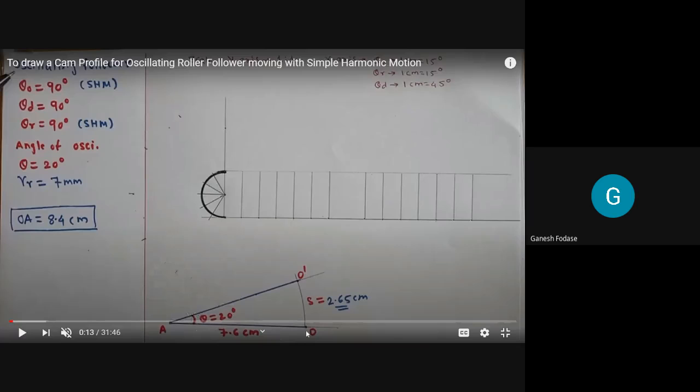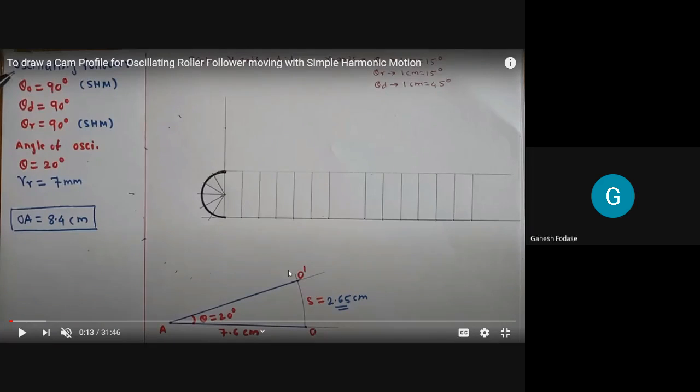Basically, we first draw the OA length, which is given as 8.4 centimeter. It is marked here as 7.6, but actually whatever is given, that we have tried. Why 8.4? It is nothing but the follower arm length, and the follower oscillates from OA to AO dash, but through how much angle? So first mark the distance, which is the follower arm, equal to AO. Then draw a 20 degree angle, because the angle of oscillation is 20 degrees as given here, and just draw the arc.